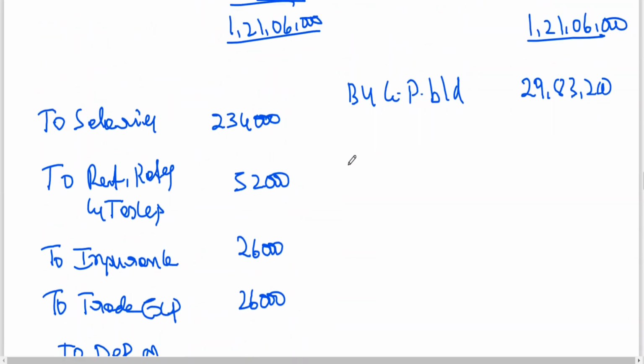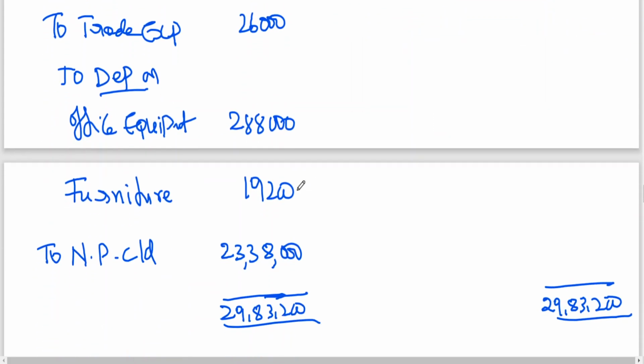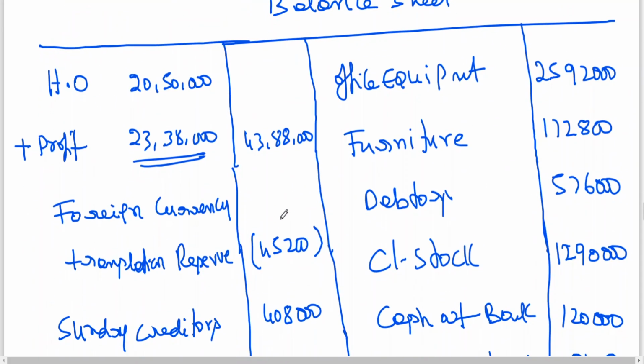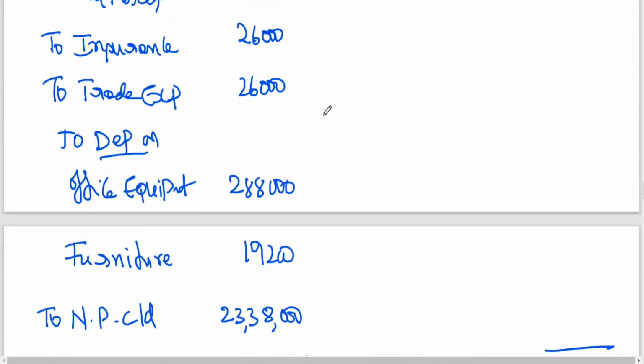We'll be discussing more about it. For the time being, you just simply remember the foreign currency translation reserve. If it is a loss, you put it in brackets; if it is a gain, you just simply write it. Okay, then I've done the problem.